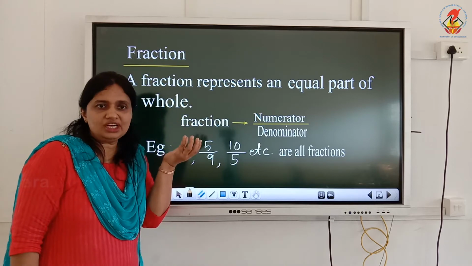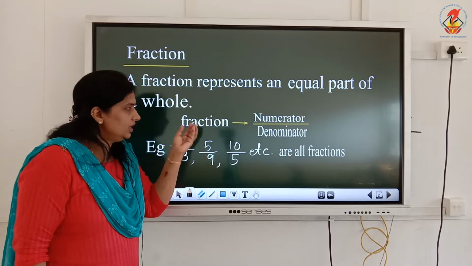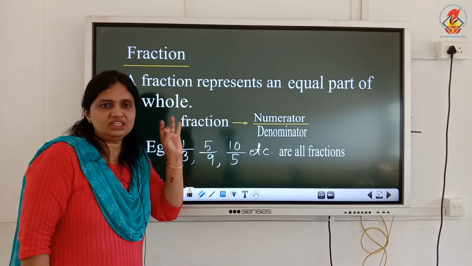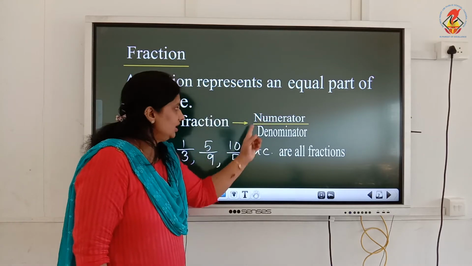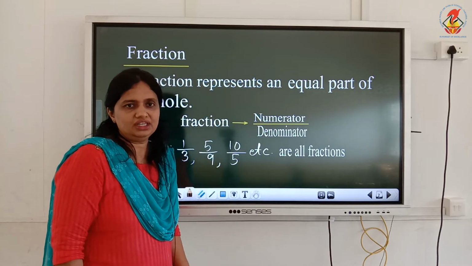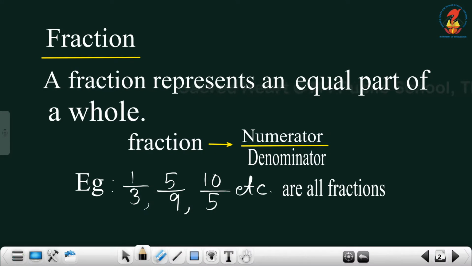A fraction represents an equal part of a whole. And a fraction has two parts. What are they? Numerator and denominator. The upper part of the fraction is called what? Numerator, and the below part is called what? Denominator. And for example, 1 by 3.